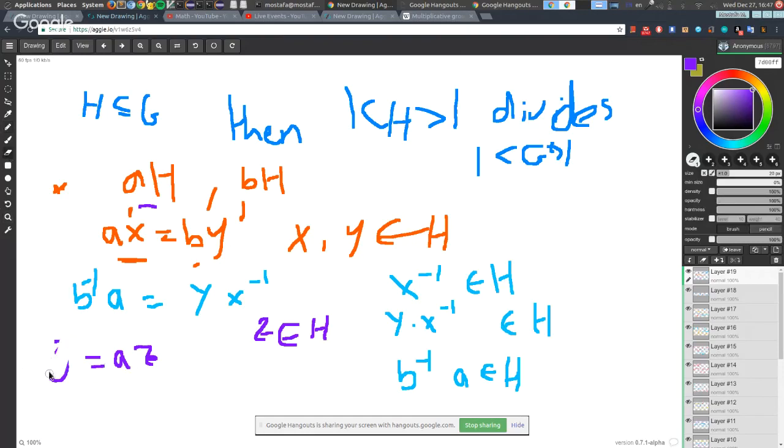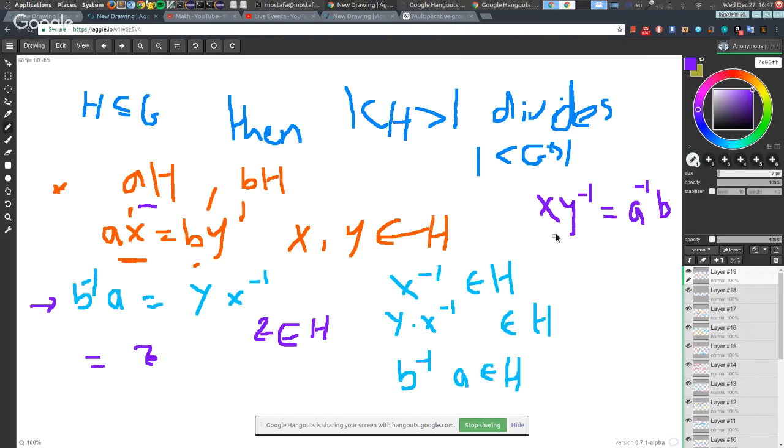Let's do the other way around. Maybe we took this in the bad order. From here we can derive that X times Y inverse is the same as A inverse times B. This would help us a bit more, but it doesn't matter. Also, A inverse B belongs to H, using the same reasoning here.